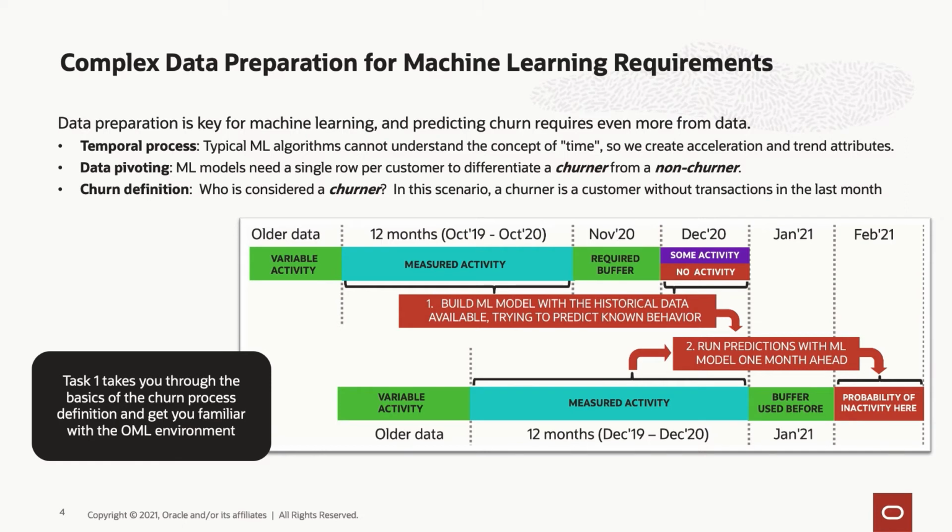And finally, the definition of churn. That's normally the most complex business process that needs to happen, which is who is actually a churner. Is it a customer that stops using the service completely, or a customer that just hasn't watched a movie in the last month? So what we're going to do for the current lab, just like depicted here, is build the model using 12 months of data measured from October 2019 to October 2020. And then we're going to apply the model to the current data that we have to estimate the probability of a customer being a churner in February of 2021.